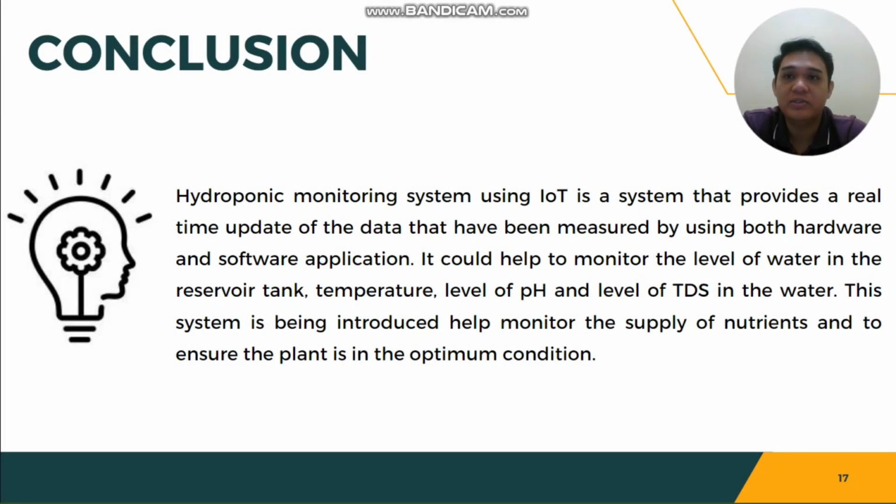And last, we go to the conclusion part. So, a hydroponic monitoring system using IoT is a system that provides a real-time update of the data that has been measured by using both hardware and software applications. It could help to monitor the level of water in the reservoir tank, temperature, level of pH, and also level of TDS in the water. This system is introduced to help monitor the supply of nutrients and also to ensure the plant is in optimum conditions. That's all from us.